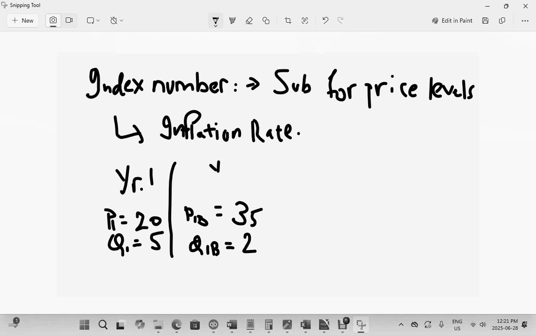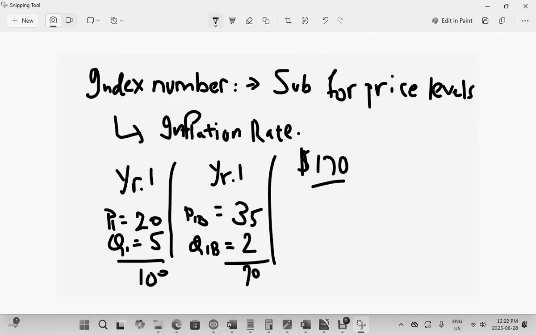All right, now for year one, if you want to figure out your index number, what you will need to do is, first of all, figure out the price levels. So the total price level. Over here, this is 100, and this one over here will be 70. So your total price level over here will be 170. Now that you have the price level, what you want to do is figure out the price level of the second period, or the second year that you want to compare. So let's assume that the price level of the second year is 200.